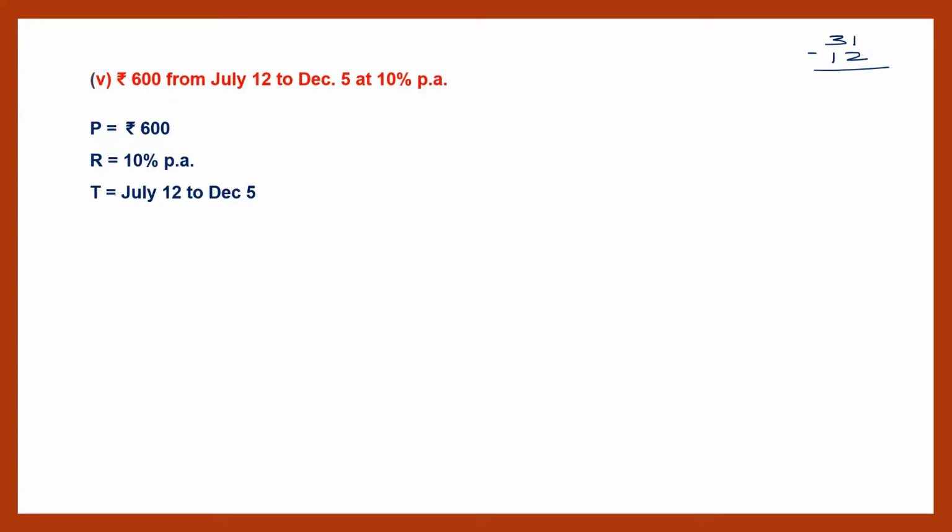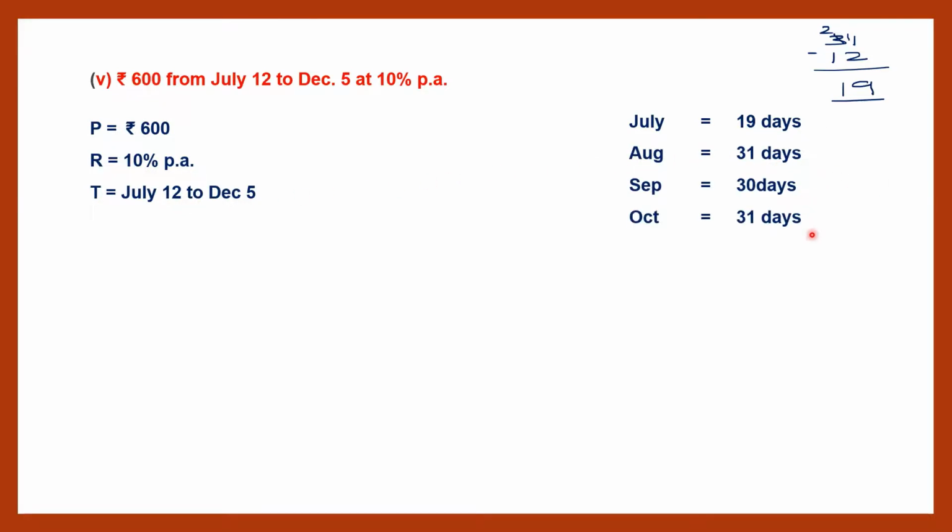So here July 12th to December 5th. So we have to include 12th. Now let's subtract 2. Here we have 11. 11 minus 2 is 9. 2 minus 1 is 1. So this is 19. That means in July we have 19 days. So now we are going to go up to December 5th. So July we have 19 days. August 31 days. September 30 days. October 31 days, November 30 days. Now December is up to 5th, so December will be 5 days.